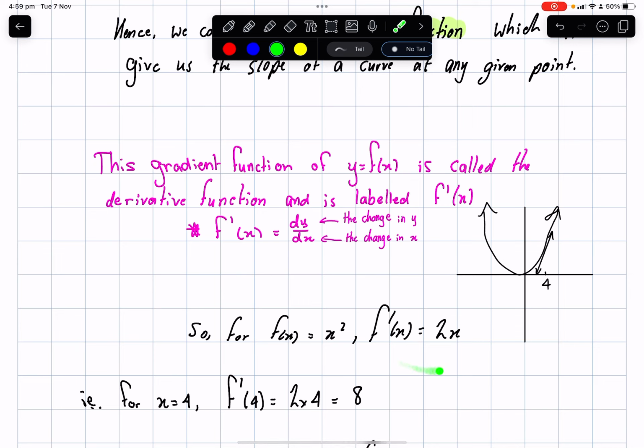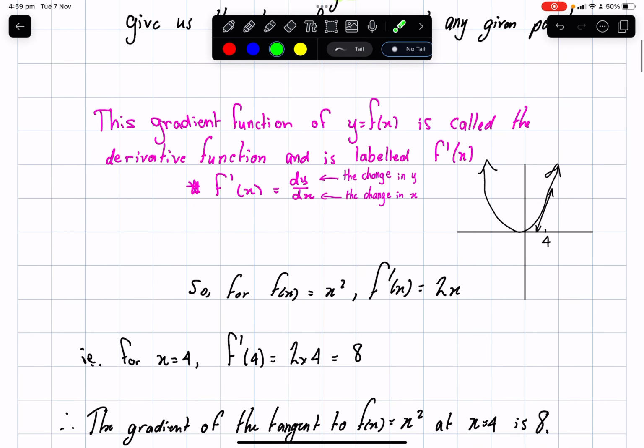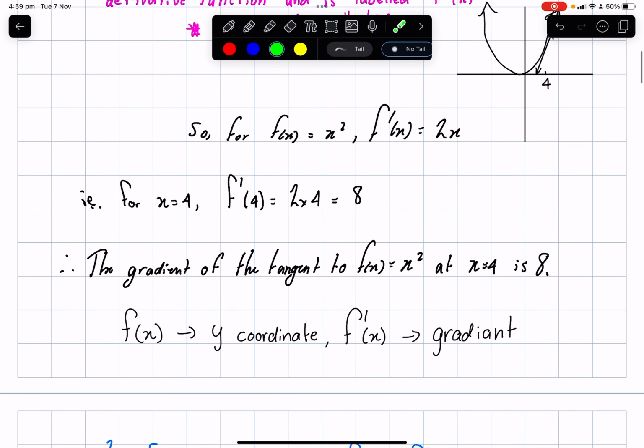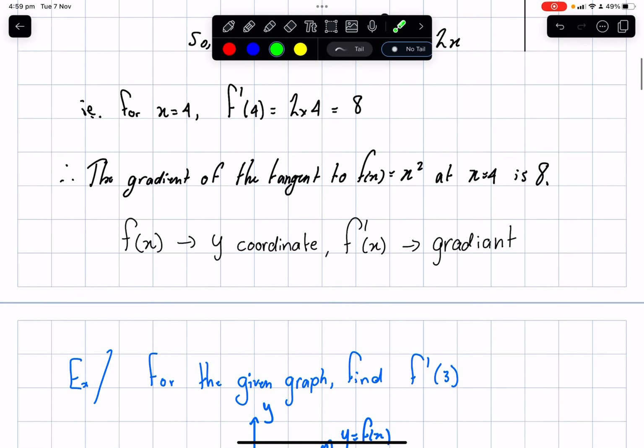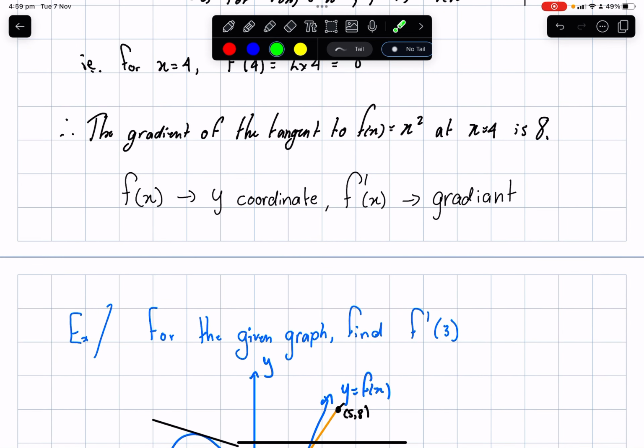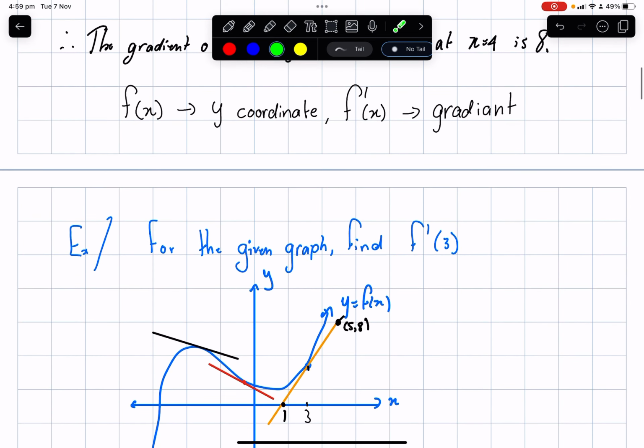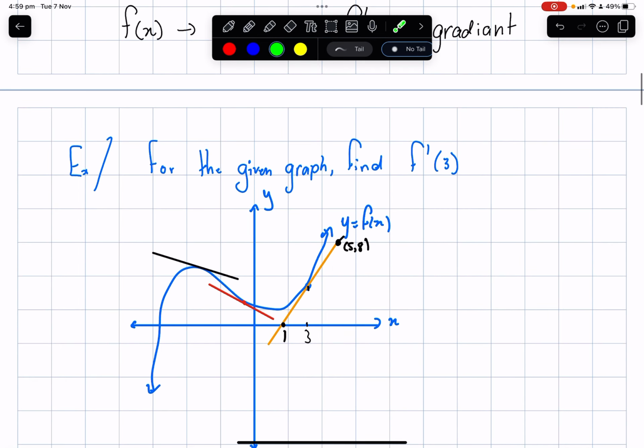Now we've got to discover a way of finding this derivative function. So one thing I want to make really clear: my function f of x gives me my y coordinate, f dash of x gives me my gradient. I just want to make that super duper clear. So let's just have a little bit of a practice with this new notation. For the given graph, find f dash of 3. Now this just means the gradient at x equals 3.